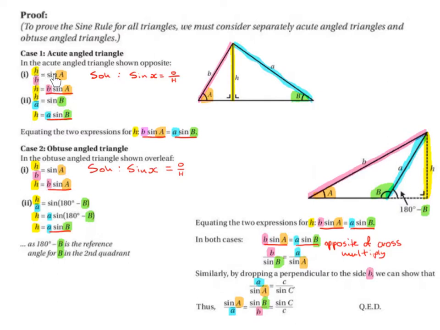h over b is equal to sine of A. This is because of SO, which comes from SOHCAHTOA, which tells us that sine of x is equal to the opposite divided by the hypotenuse.